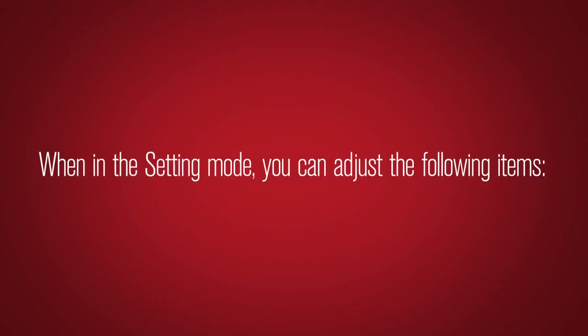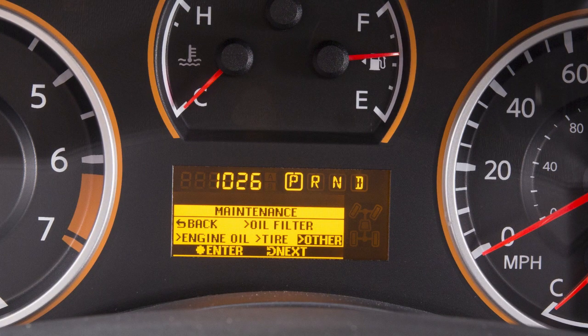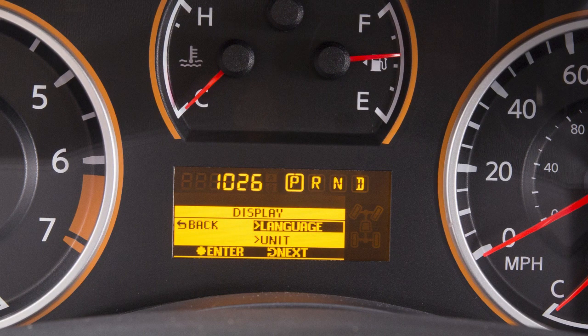When in this setting mode, you can adjust the following items. Alert, for displaying notifications when it may be time to rest or when icy conditions may exist. Maintenance, for setting maintenance interval reminders, and Display, for choosing the language and measurement units used by the system. For more information, see your owner's manual.